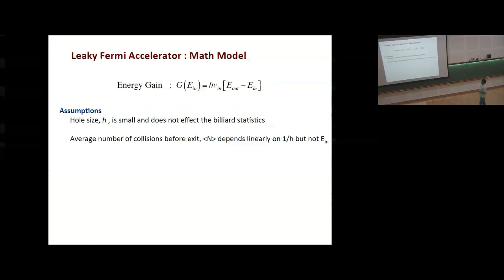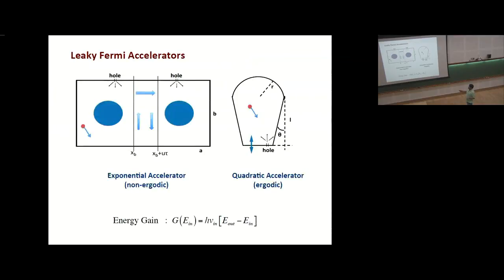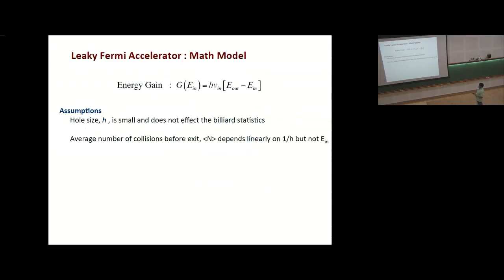So in order to construct the mathematical model, we made two assumptions. One assumption is that the hole size is very small and does not affect the billiard statistics. So the assumption is that even if I introduce this small hole over here, my particle still undergoes this exponential acceleration for that amount of time before it exits the billiard. And the second assumption was that the average number of collisions before exit, this average of n, depends linearly on 1/h, where h is the hole size, and it does not depend on the incoming energy. So these were the two assumptions, but we have also verified numerically that these assumptions are indeed correct.